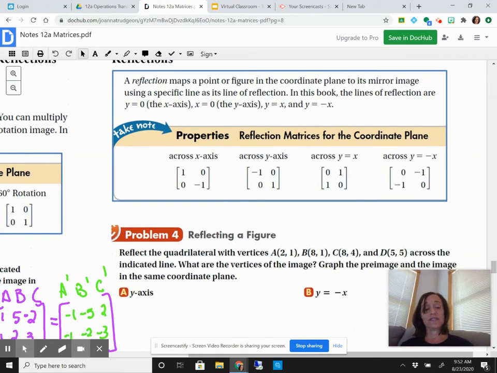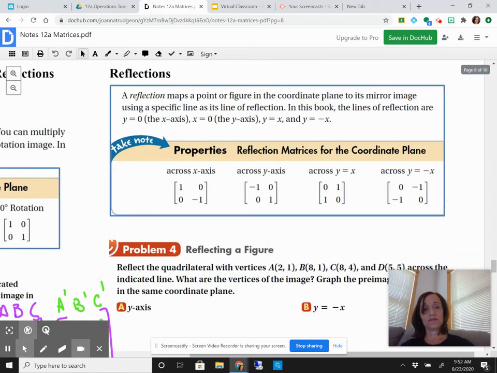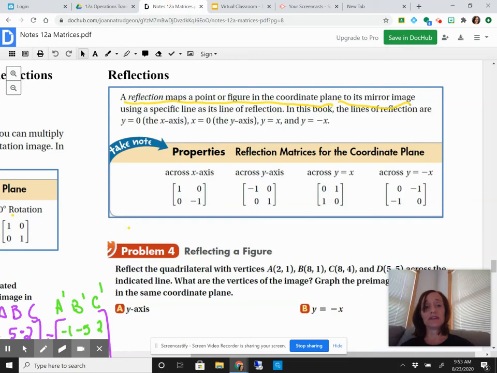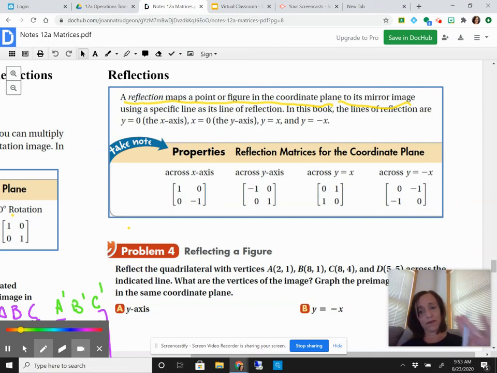Now, if we go over here to reflections, let me go a little bit further down so we can see reflections. A reflection maps a point or a figure in the coordinate plane to its mirror image, using a specific line as a line of reflection. In this book, we are only going to use certain lines. In more advanced math classes, you can reflect over any kind of line, like x equals 3. You might do that in pre-calculus. I know in calculus sometimes they reflect over lines that are not just the axes, but they don't necessarily use matrices to do it.